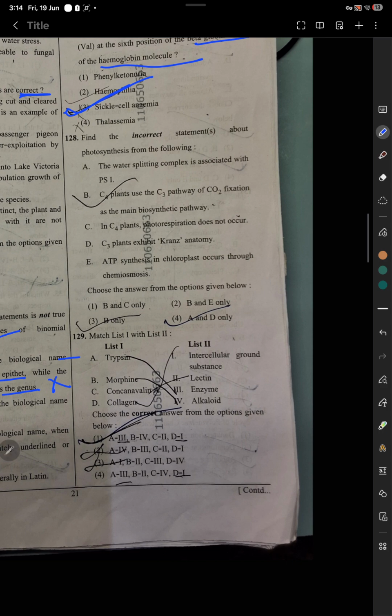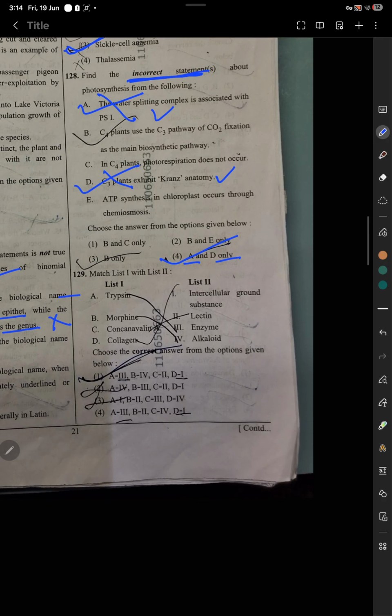Question 128. Find the incorrect statement about photosynthesis from the following. Then option 4 is correct, A and D. So the question is asking incorrect statement, not correct statement. So A and D, these both are incorrect, so these are our answers.